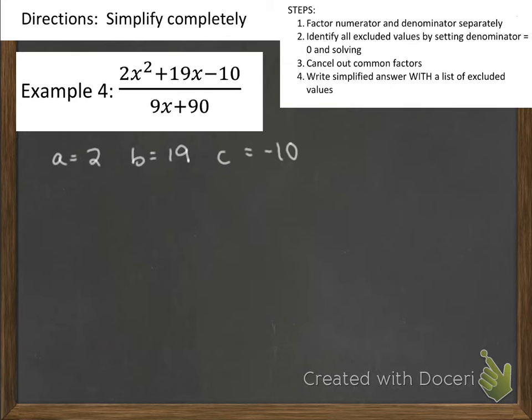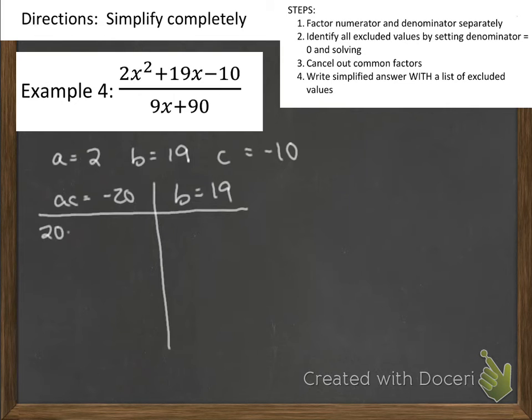So A is 2, B is 19, C is negative 10. So AC is negative 20 and B is positive 19. So what does that mean? That means we need two numbers that multiply up to negative 20 and add up to 19. So 20 times negative 1 is negative 20, and then 20 plus negative 1, or 20 minus 1, is 19. So that's going to work.